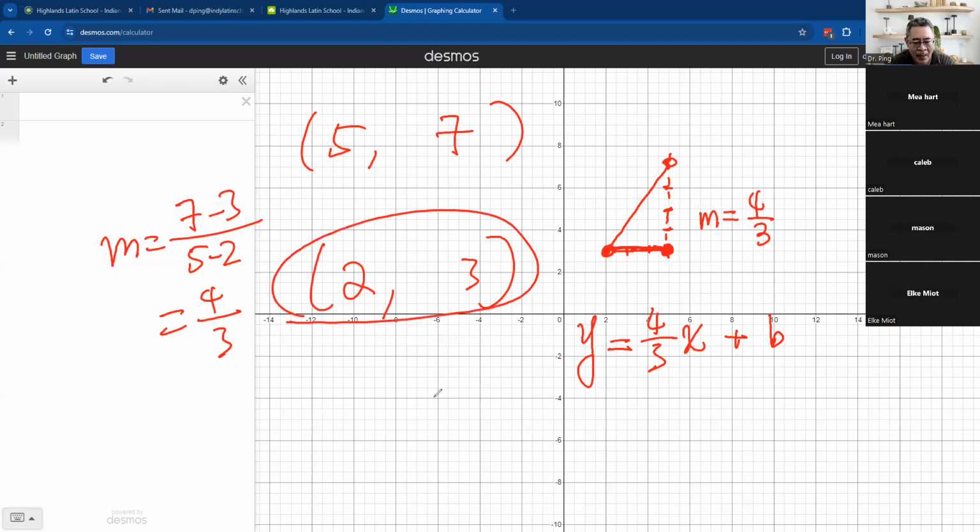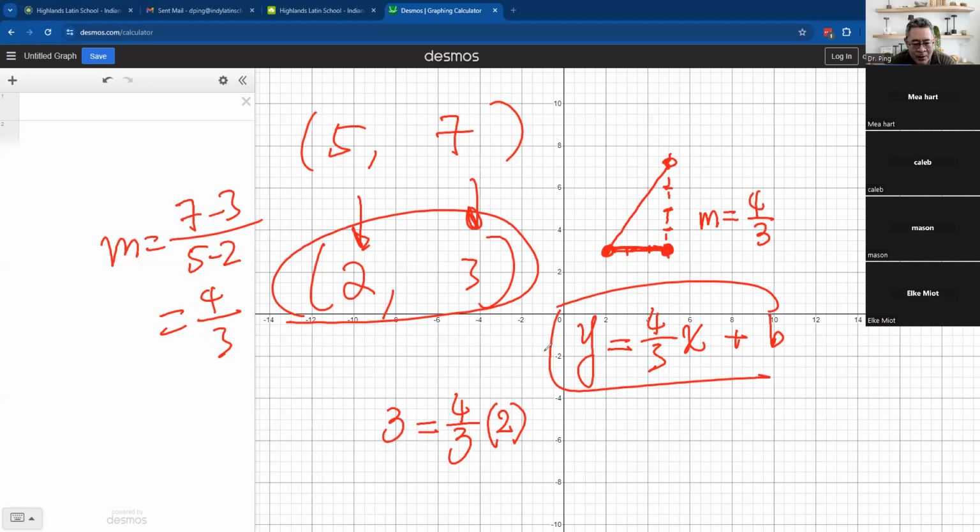I'm going to plug in that. So that'd be 3 equals 4/3 times 2, and x is 2, because when x is 2, y is 3. So that's why we change this equation into this. So then that plus b. So that is 8/3 plus b.